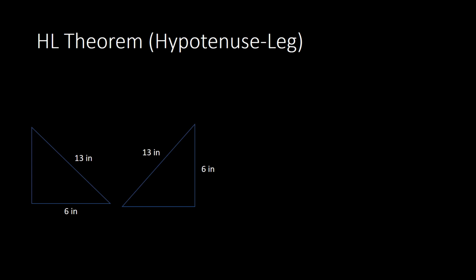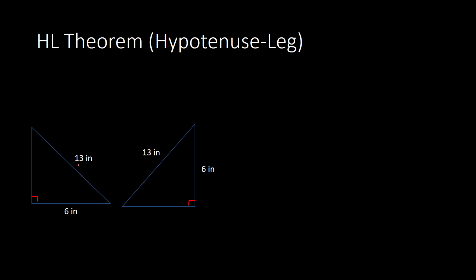Next we have what is called the hypotenuse leg theorem. In the hypotenuse leg theorem, what that says is if we have two right triangles, and we have the hypotenuses that are congruent and the legs that are congruent, then we can conclude that the two triangles must be congruent. Now, an informal proof of this would be putting in actual numbers.